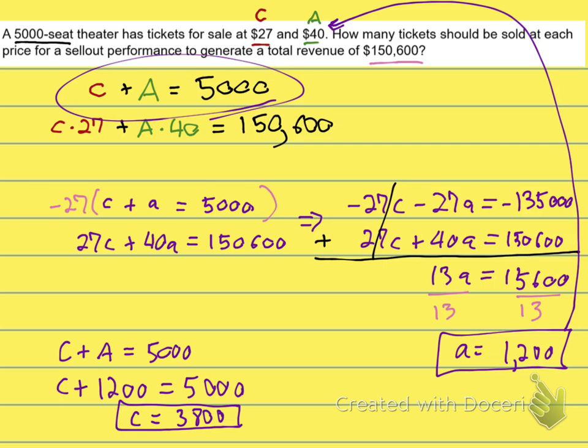All right, so there are my two answers. 3,800 tickets at $27, and it matters which one is which, right? If I did 1,200 tickets at $27, it would not be the same. And then I have 1,200 tickets at $40. I found this using my system of equations right here.